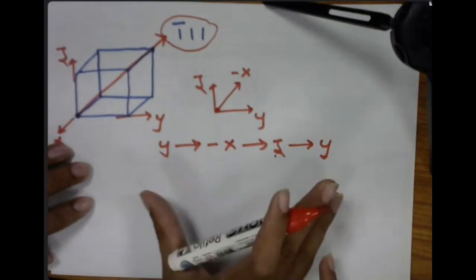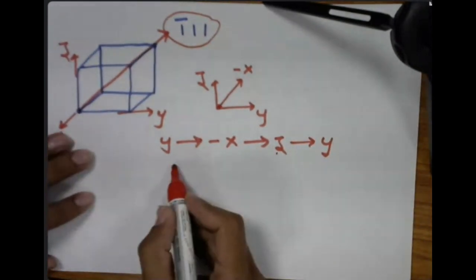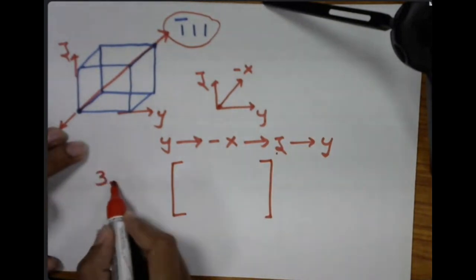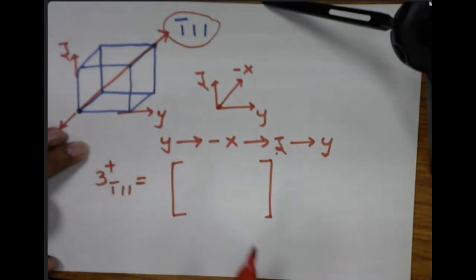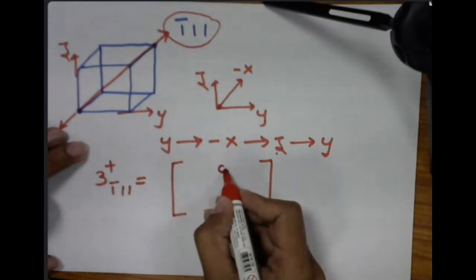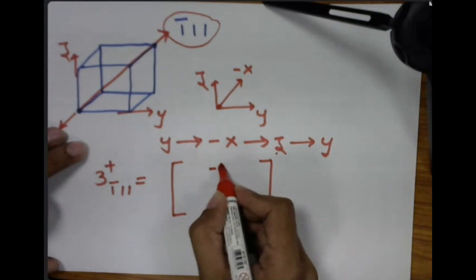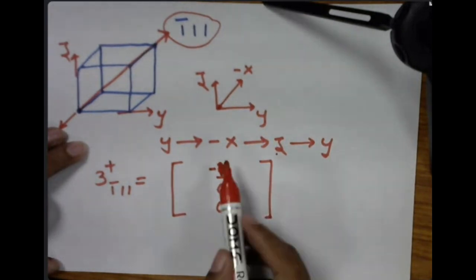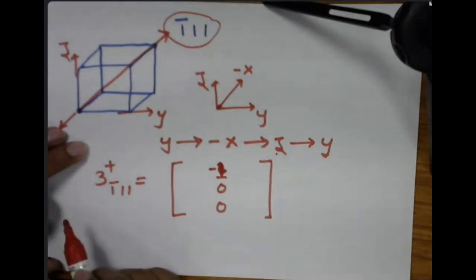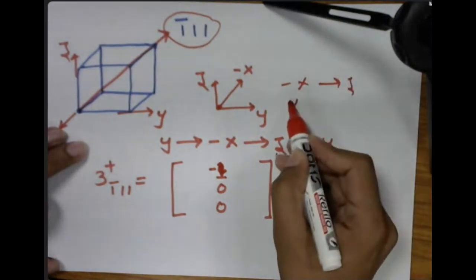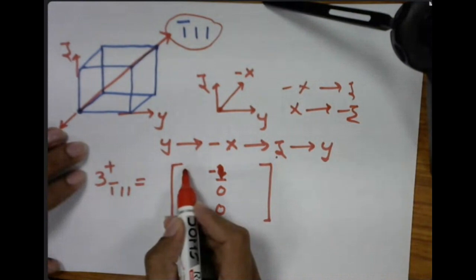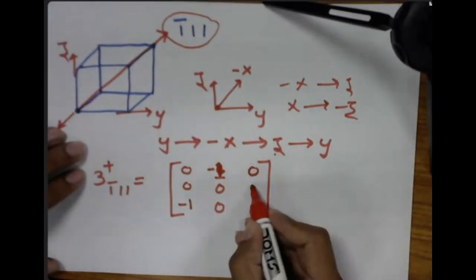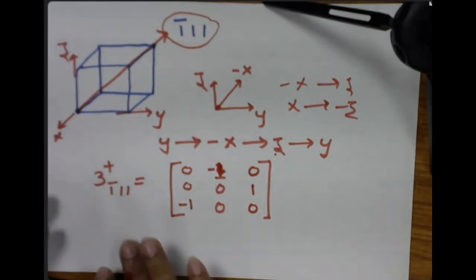Okay. So now let's write the symmetry transformation matrix for this particular operation. So what is happening over here? For 3 plus 1 bar 1 1 in the positive sense, y is changing to the minus of x. So we will write minus of 1, 0, 0. Minus of x has changed to the z. It means that x has changed to the minus of z. So we will write 0, 0, minus of 1. And z has changed to the y. So we will write 0, 1, 0. And with that, we have got two operations.